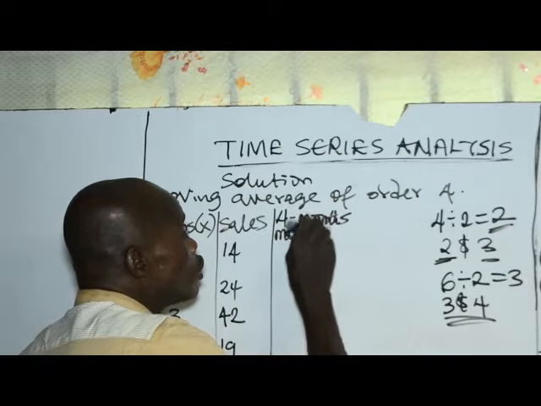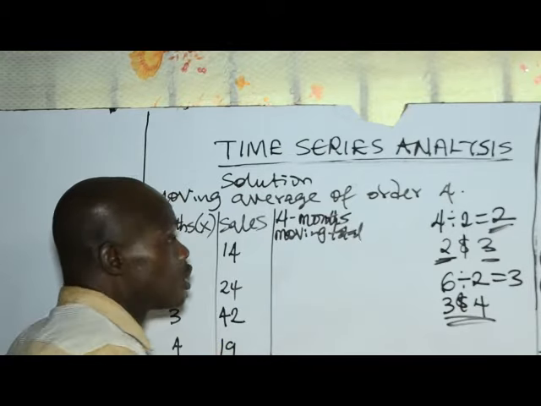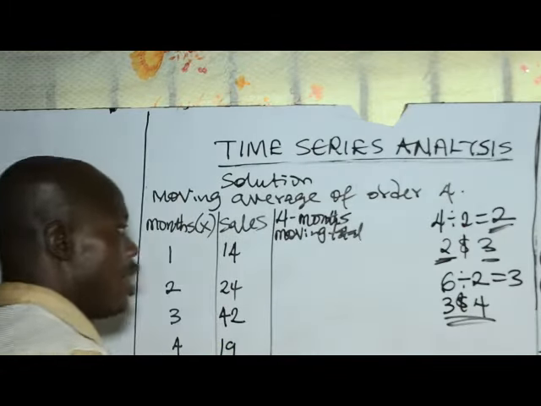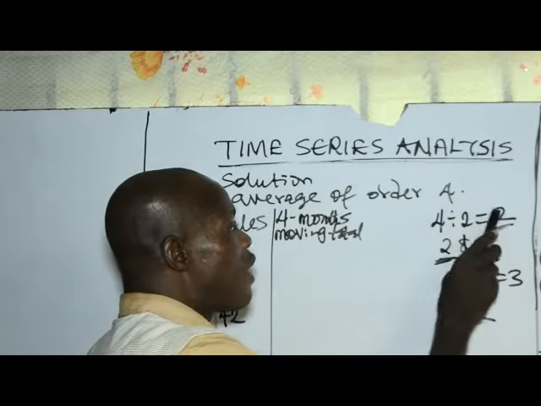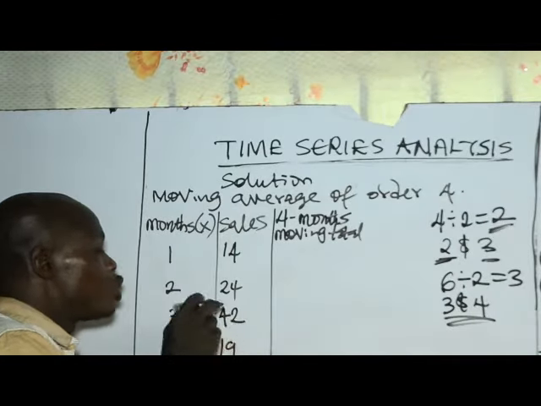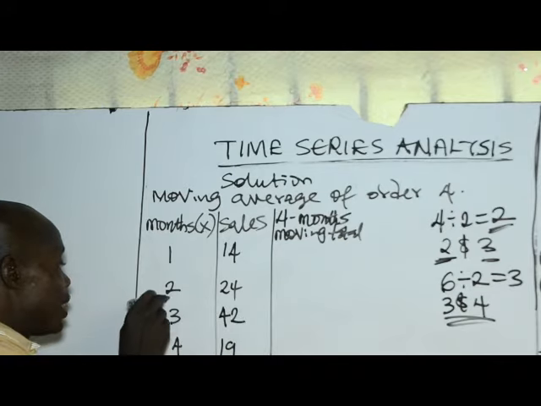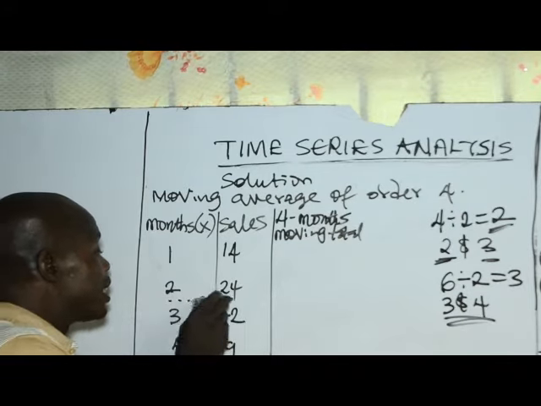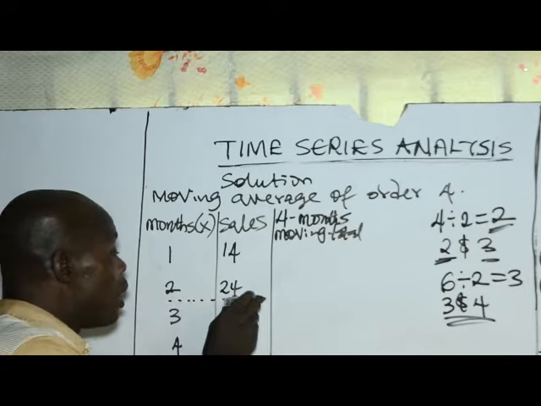Now, let's calculate 4 months moving total. I've told you that if you divide 4 by 2, that will give us 2, that you will insert it between 2 and 3. This is the second month. You are going to insert it between the second month and the third month.